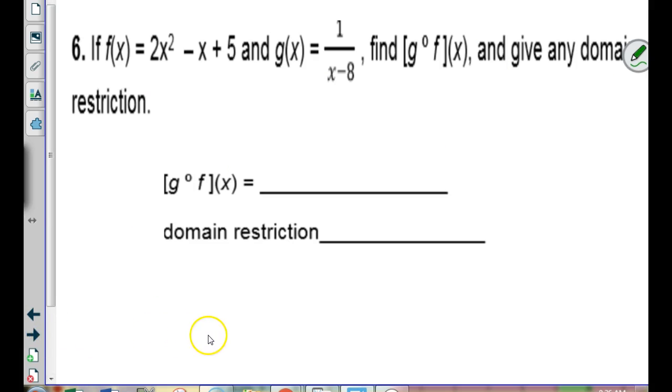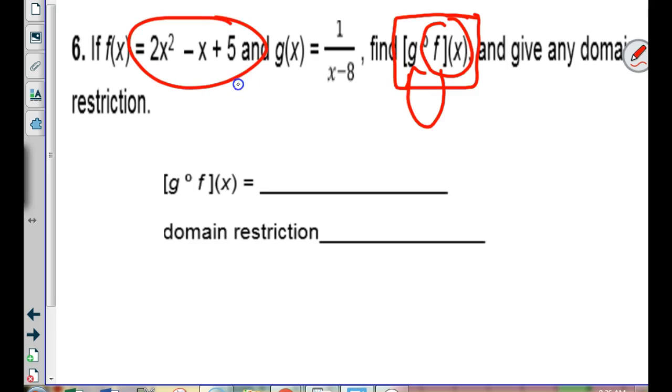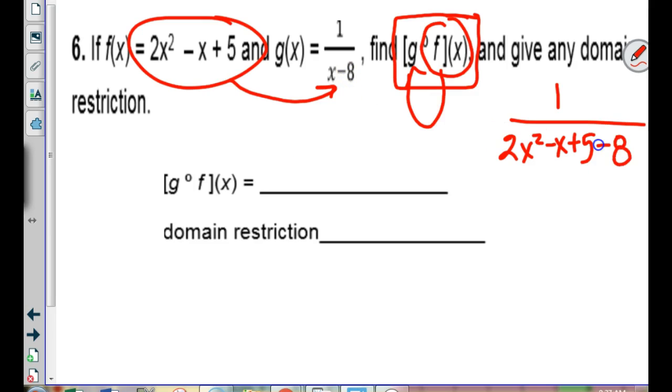Number 6 is if you have these two functions, okay, so we've redefined what f and g are for this question, and it says find this. Which one are we putting inside which one? F into g. So we're putting this down here. So we will have 1 over 2x squared minus x plus 5, and then there's a -8 on the back, right? So what will that simplify to? 1 over 2x squared minus x minus 3.